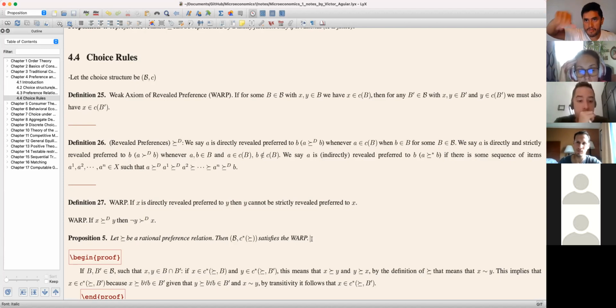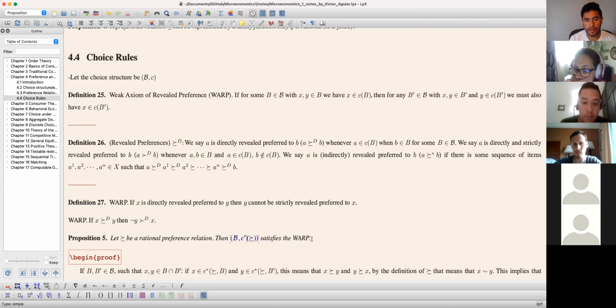So this mapping I define from the power set to the power set. So this is a form of a function. So it's a set value function. And this is a property of a function. So WARP is a property of choice correspondences, right? If the choice correspondence is rationalizable, then it satisfies WARP, okay?